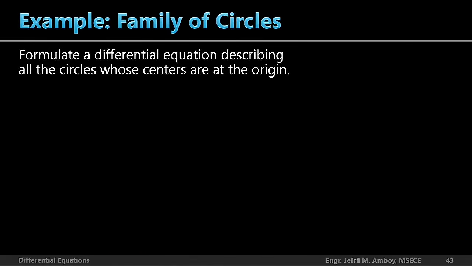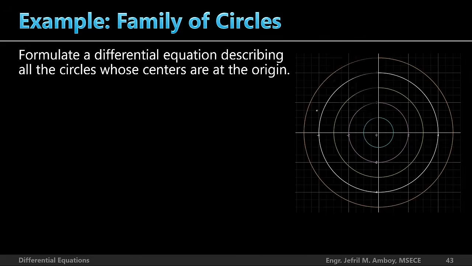This time, we have a family of circles. So, sabi ng problem, formulate a differential equation describing all the circles whose centers are at the origin. So anong itsura ng mga circle na ito? So mga circle sila. Ang kanila daw, center ay nasa origin. So pwedeng iba-iba ang radius nila basta ang kanilang center ay nasa origin. So ito yung mga yan. Ano? So we can see that all these circles have their centers at the origin, and the thing that varies is their radius. Nagbabago yung radius nila.